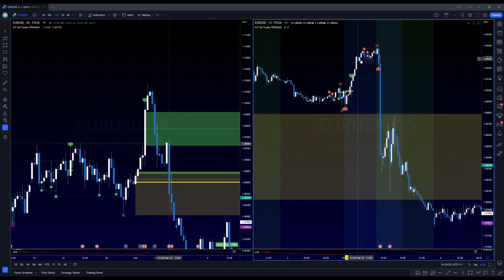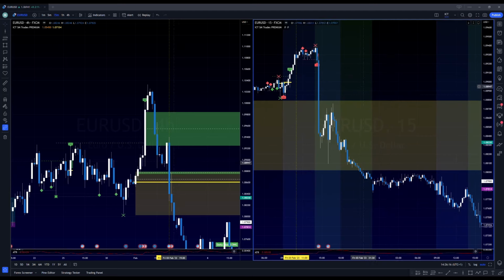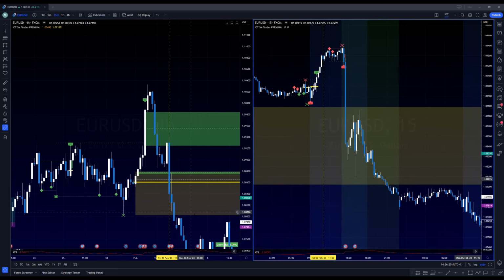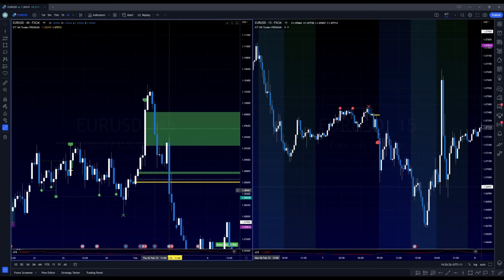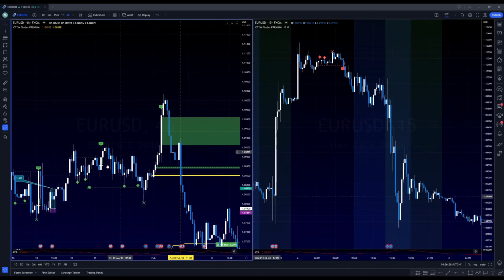It is right here. Okay, this is the hit of the fair value gap, and as we can see, there is no long trade in this zone, and the stop loss is hit here on the 4-hour time frame, so this trade is invalidated as well. So I hope you understood everything.